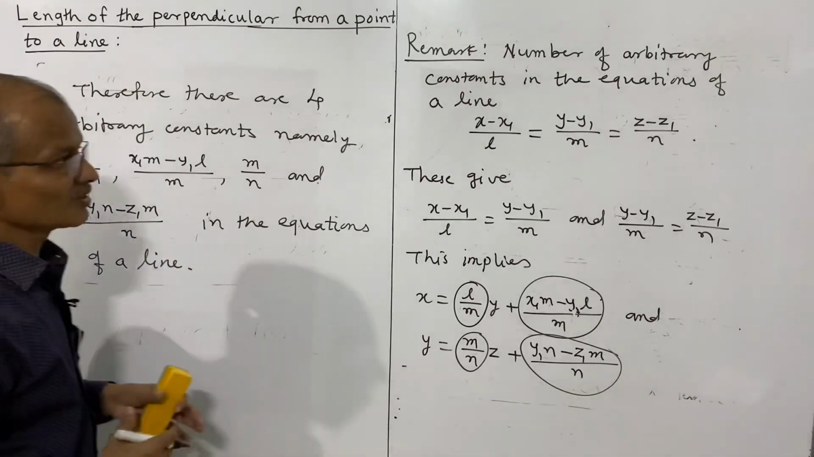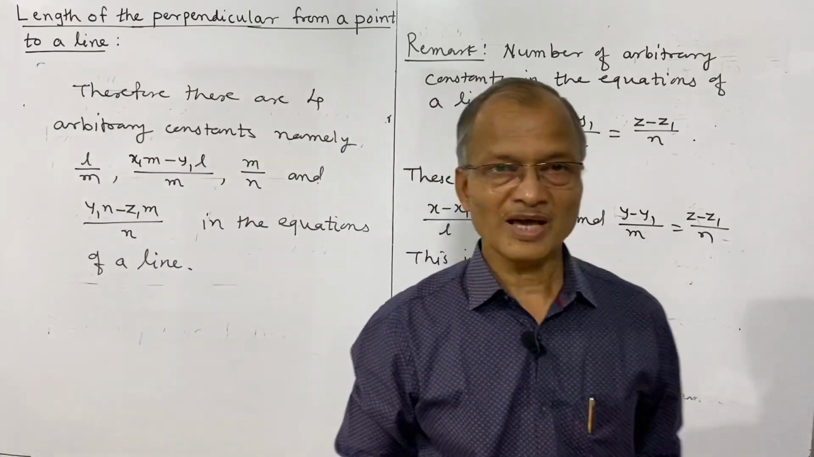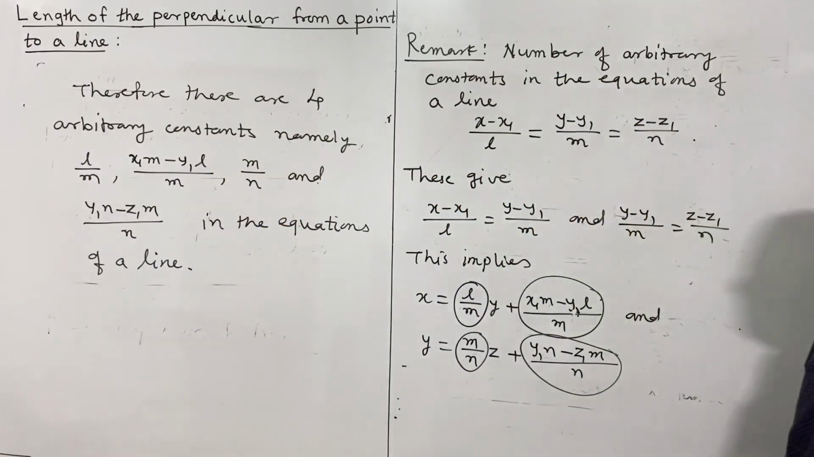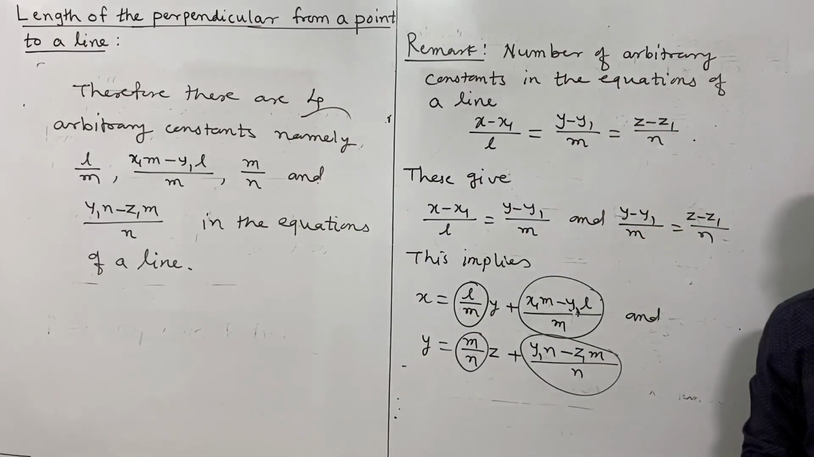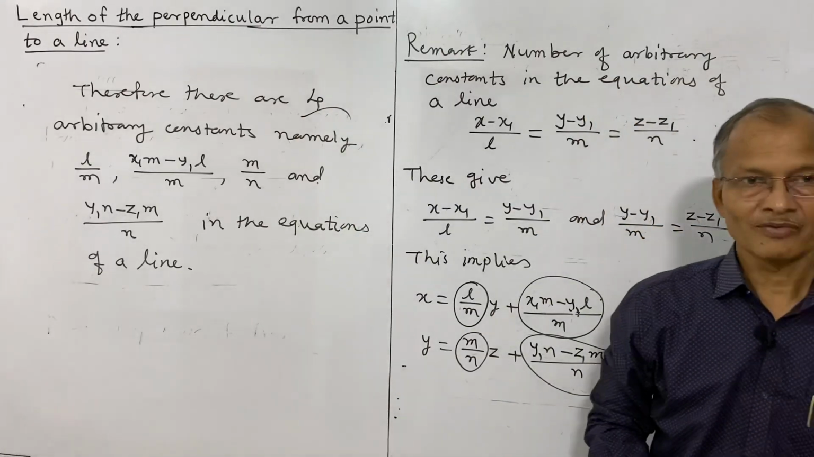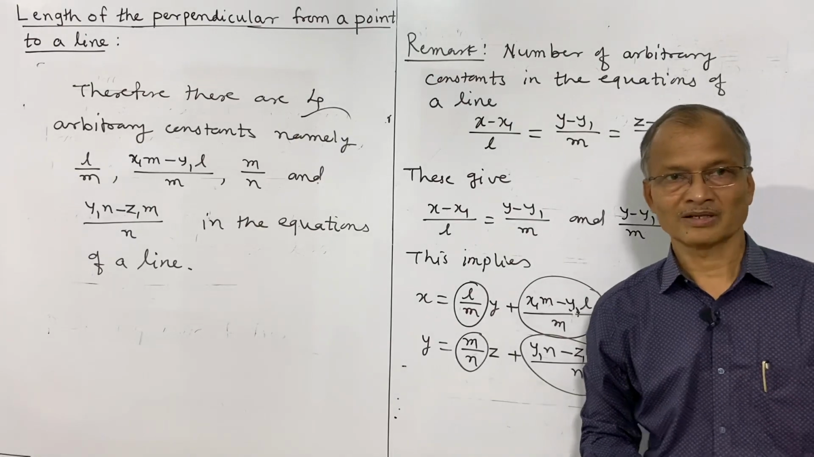So thus this is what we wanted to note. How many arbitrary constants are there in the equations of a line? There are four arbitrary constants. So the remaining part we shall continue in our next lecture. Thank you.